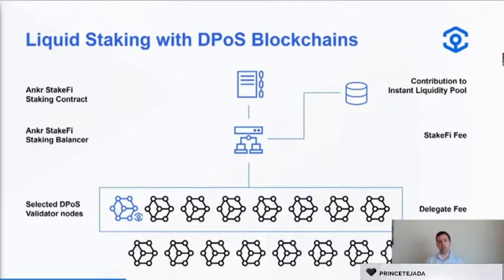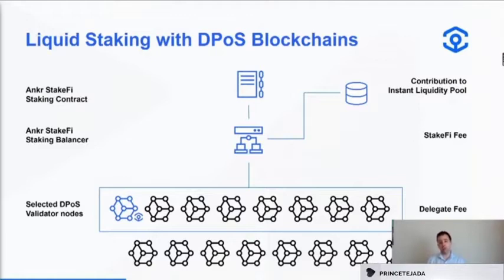For liquid staking with delegated proof of stake blockchains, it is a little bit easier and the system is different. So here the key is to have a staking balancer that decides how to allocate the received amount of, let's say, Fantom tokens on StakeFi level. Where do we delegate? Which validator nodes do we choose? So here we started with the Ankr validator nodes for most of the blockchains that we support, but we're looking forward to delegate to other validator nodes.